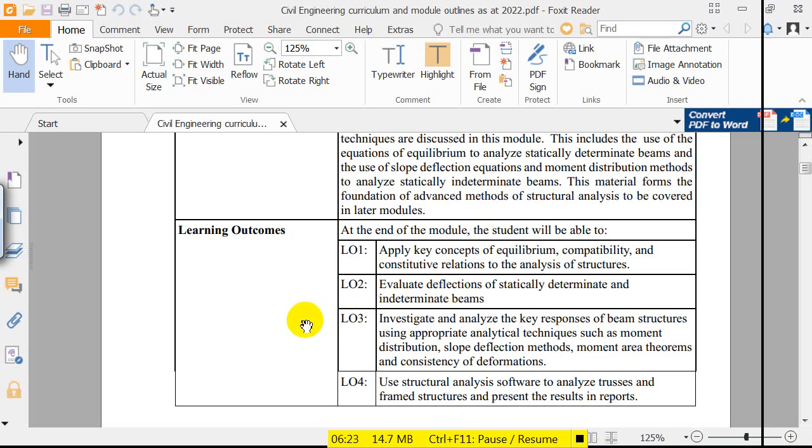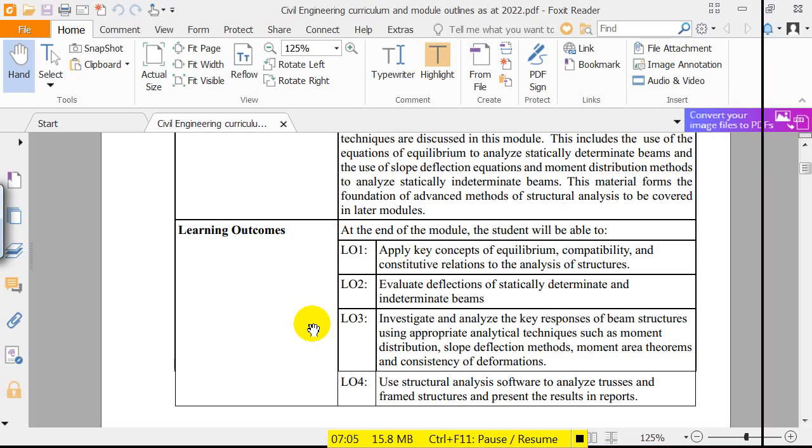Some of these may be familiar to you, some may not. The second learning outcome is to evaluate deflection of statically determinate and indeterminate beams. We'll see why deflection is important. Third, investigate and analyze the key responses of beam structures using appropriate analytical techniques such as moment distribution, slope deflection, moment area theorems, and consistency of deformation. The fourth is to use structural analysis software to analyze trusses and frame structures and present the results in reports.